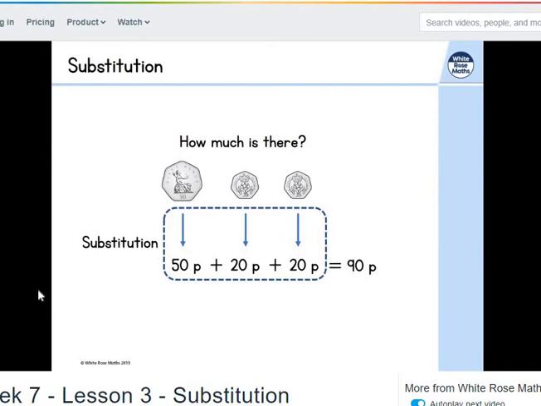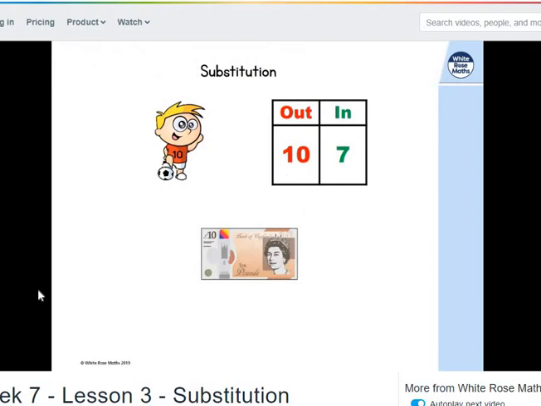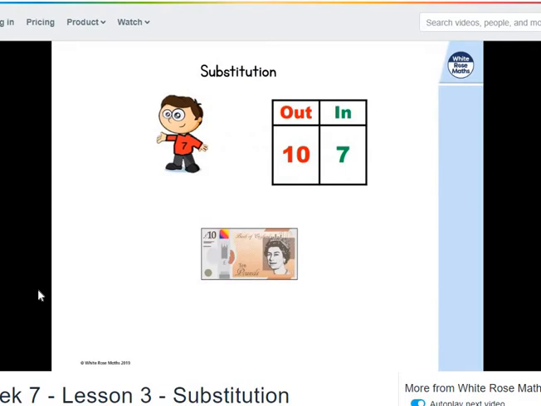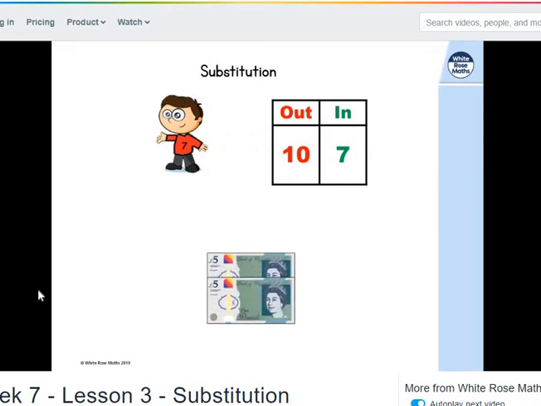Now what you've just done there is something called substitution. You worked out the value of the coin. You knew that coin was worth 50p and 20p. Substitution is like swapping something in. So a bit like in football, we might say we're having a substitution. Or we know in money that a £10 note is the same value as 2 £5 notes. So we could substitute something there by swapping it out.